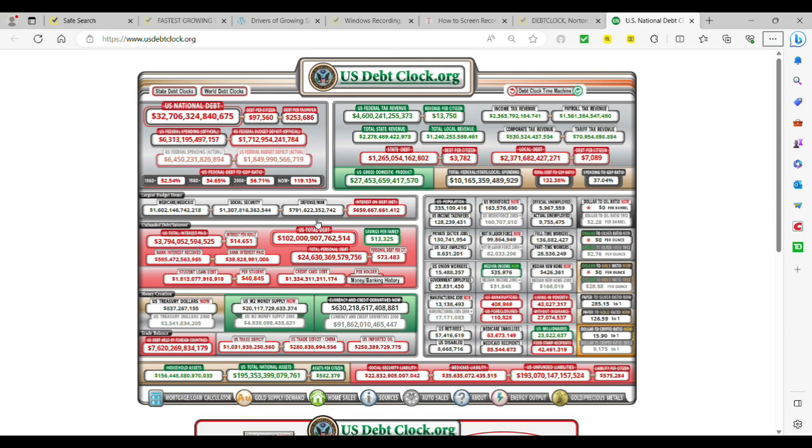Go to the right. Look at the liabilities per citizen. All the way to the right, $575,000. And a lot of that is public debt. So Social Security liability, Medicare liability, U.S. unfunded liabilities. And it's also a lot of the personal debt, like the credit card debt, the student loan debt. It's all that stuff that goes into that.